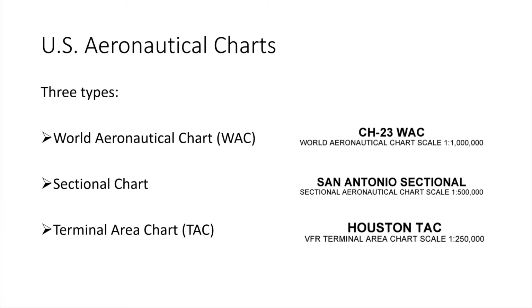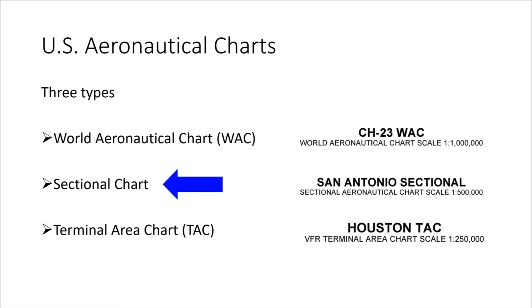Now let's talk about where to plot that position on an aeronautical chart. Within the United States, there are 3 types of visual aeronautical charts: a World Aeronautical Chart, or WAC, a sectional chart, and a terminal area chart, also called a TAC. As you can see by the headings here, a WAC chart has a scale of 1 to 1 million. In other words, 1 inch across the chart equals 1 million inches. A sectional chart has a scale of 1 to 500,000, and the TAC chart is 1 to 250,000.